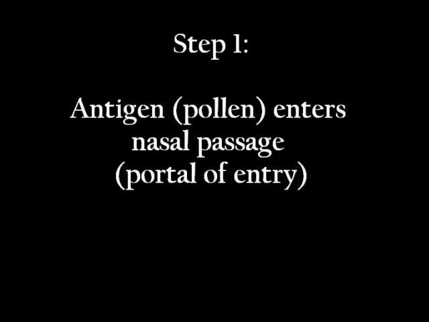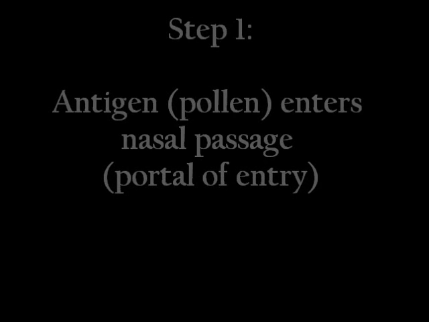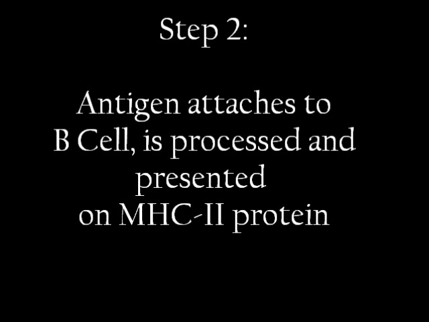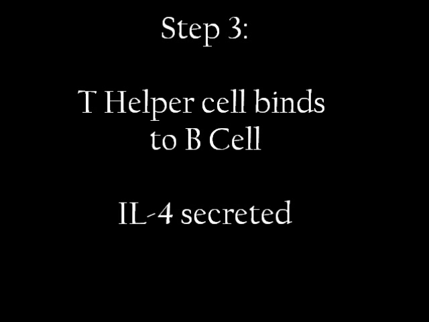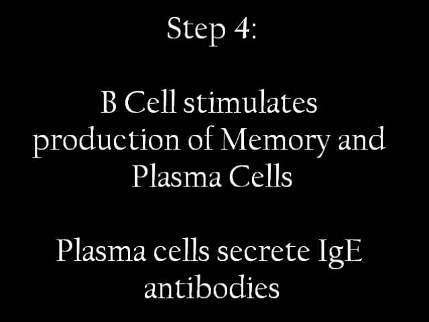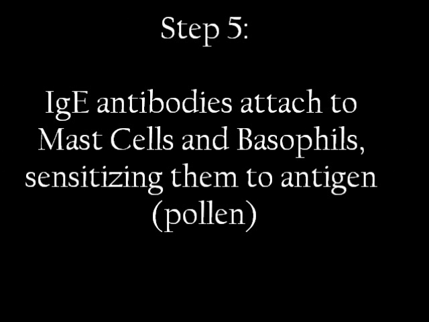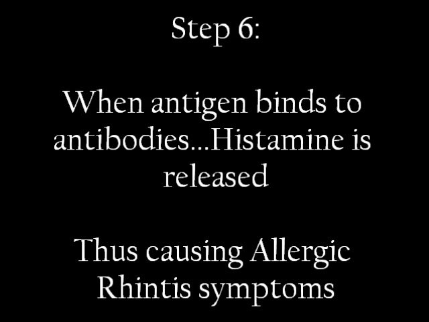Allergic rhinitis. Step 1. Antigen enters nasal passage. Step 2. Antigen attaches to B cell, is processed and presented on MHC class II protein. Step 3. T helper cell binds to B cell. Interleukin-4 is secreted. Step 4. B cell stimulates production of memory and plasma cells. Plasma cells secrete IgE antibodies. Step 5. IgE antibodies attach to mast cells and basophils, sensitizing them to antigen. Step 6. When antigen binds to antibodies, histamine is released, thus causing allergic rhinitis symptoms.